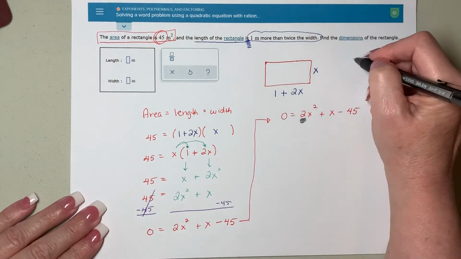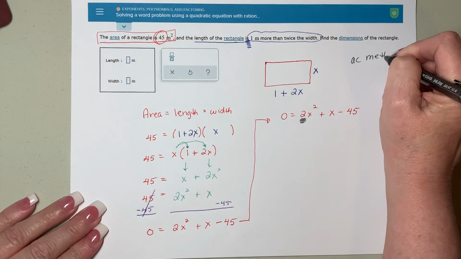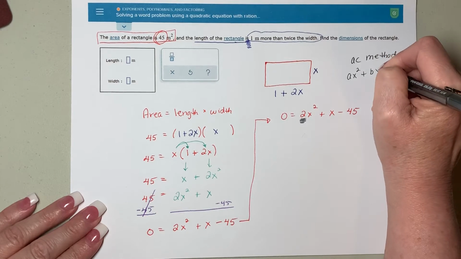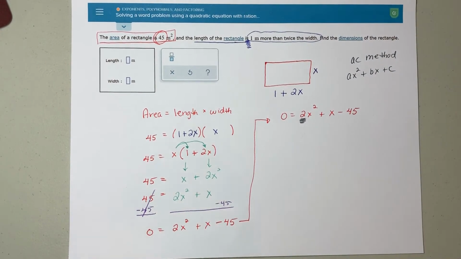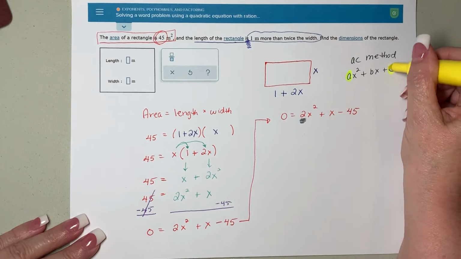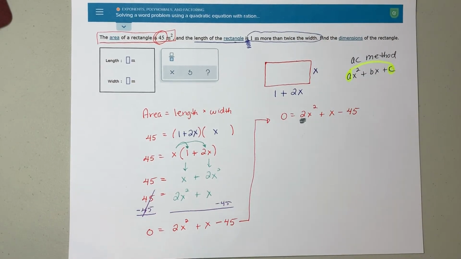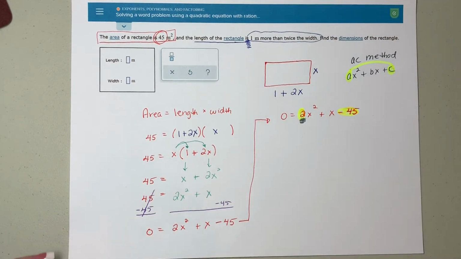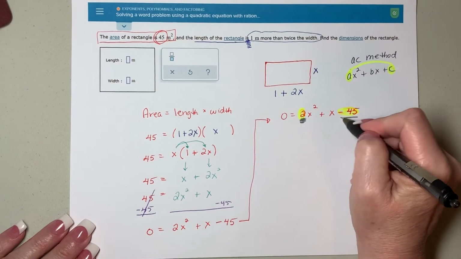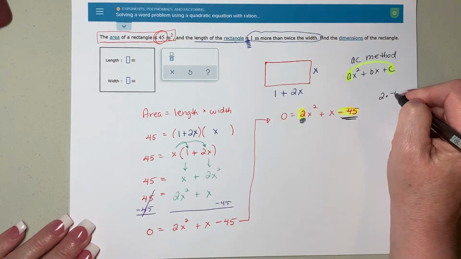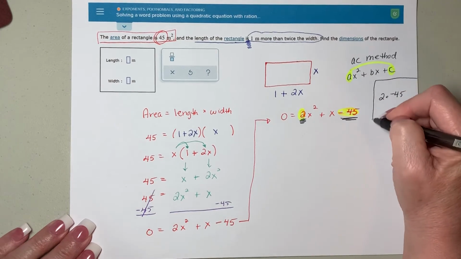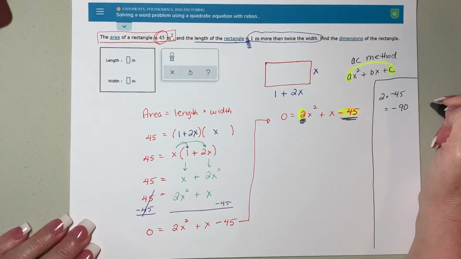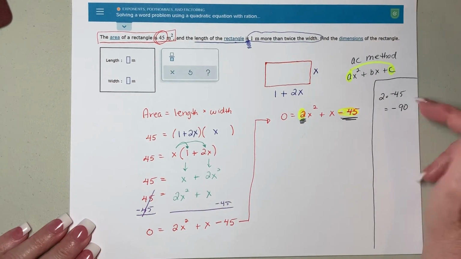So the AC method: if you have your quadratic in the form of ax squared plus bx plus c, you are going to take whatever A is and whatever C is and multiply them together. So in this case, my A is 2 and my C is negative 45. I'm going to multiply these two things together. So 2 times negative 45, I'm going to block it off over here like it's scrap paper. That's going to equal negative 90. And I'm looking for two factors of negative 90.